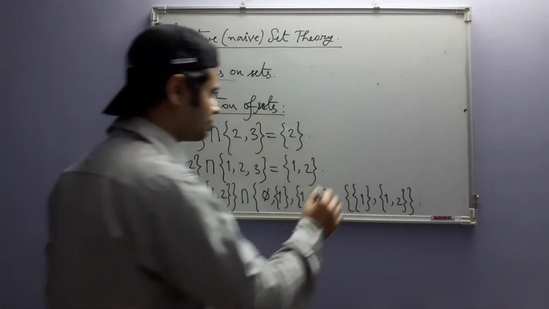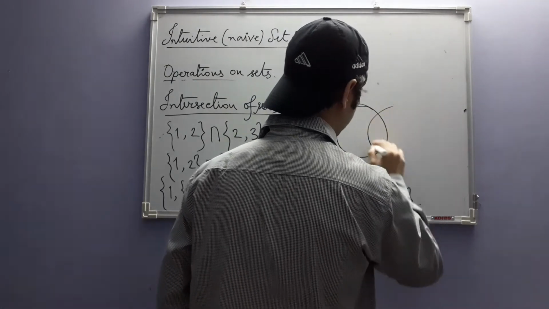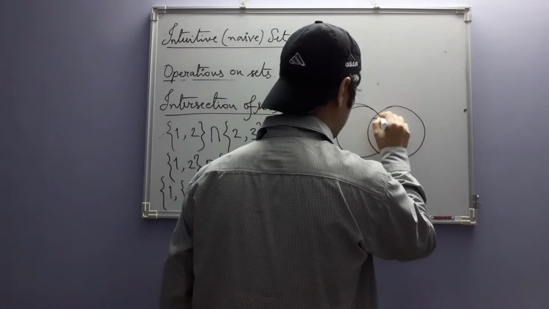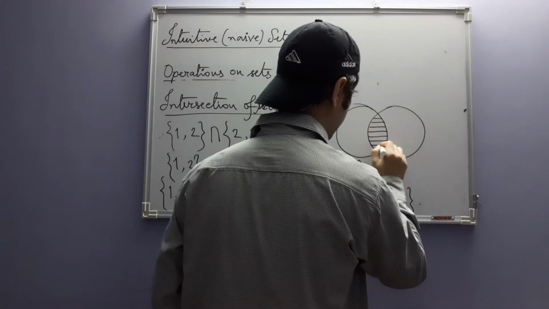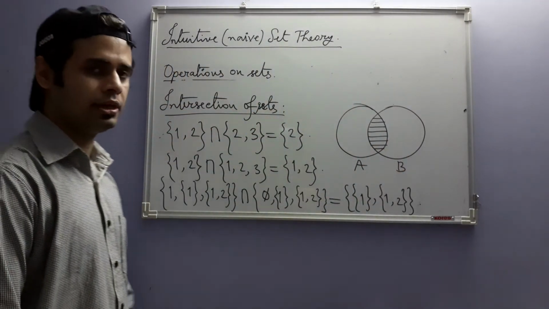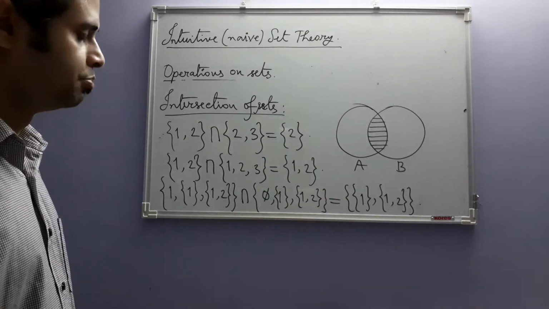When we draw Venn diagram of intersection, it looks like this: A, B. So this much is intersection. You can easily understand why. It's the common area or common region in between these two areas. So this is the intersection of two sets in Venn diagram.